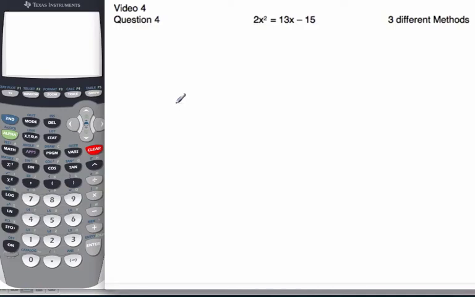Okay, so here we go with the last video here. We are going to solve this particular equation, and we're going to do it 3 different ways. The first way we're going to do is, well, with all the ways we have to do one thing first. We have to set one side equal to 0. And so it's going to be 2x squared minus 13x plus 15 is equal to 0.